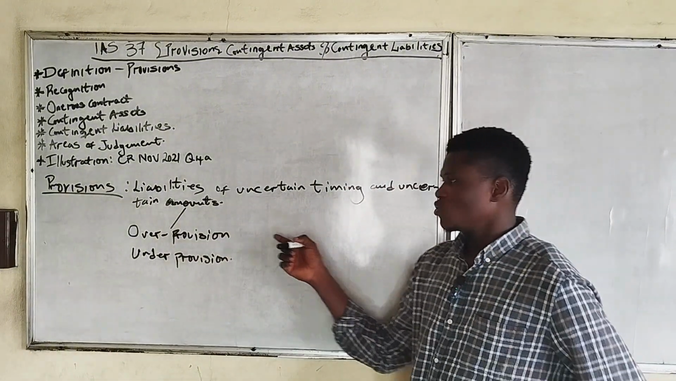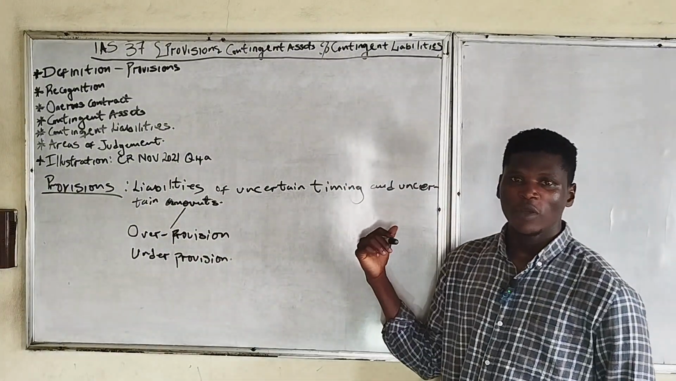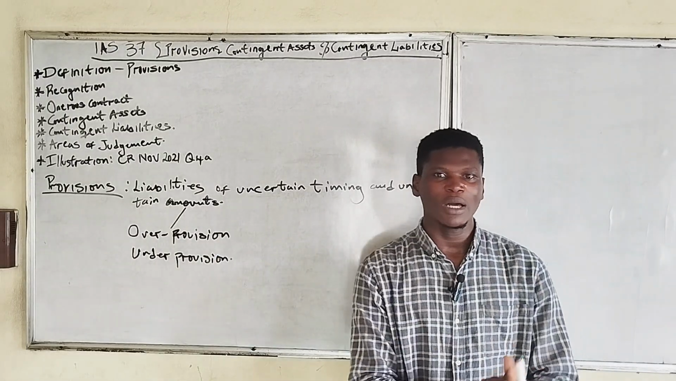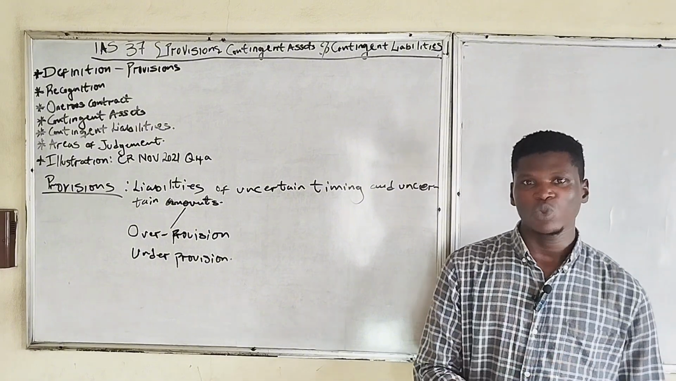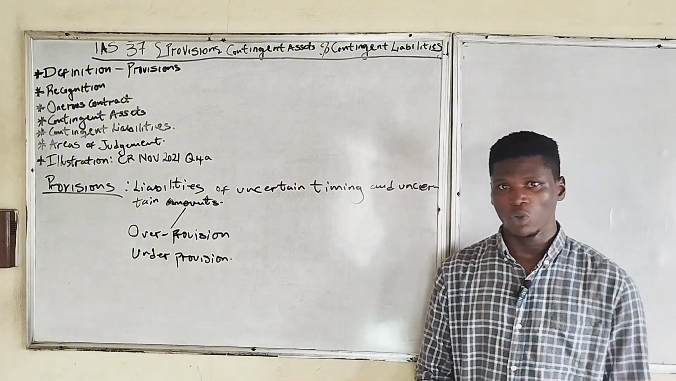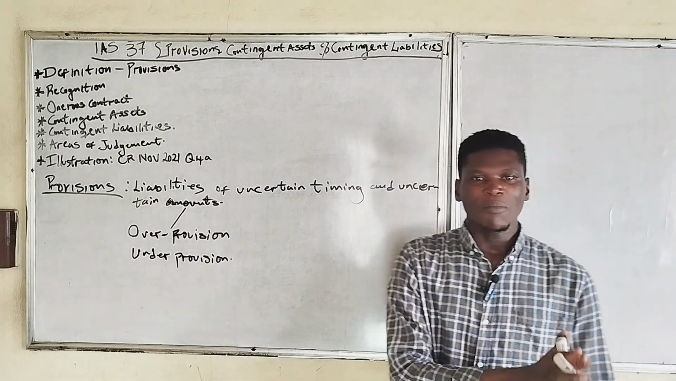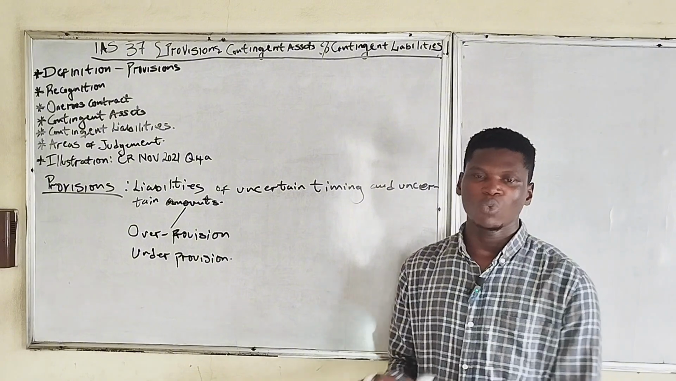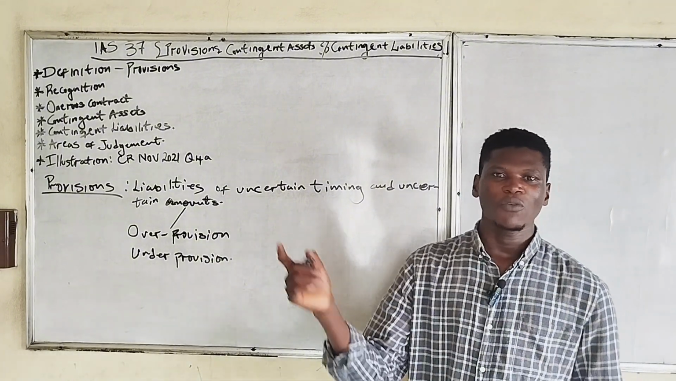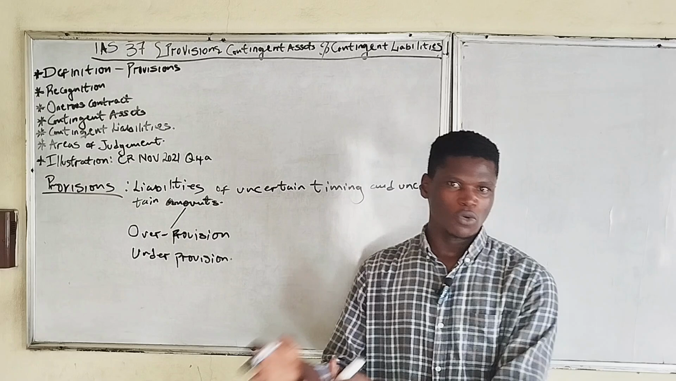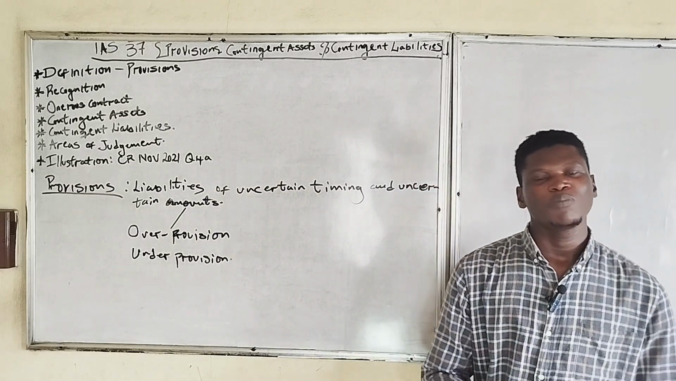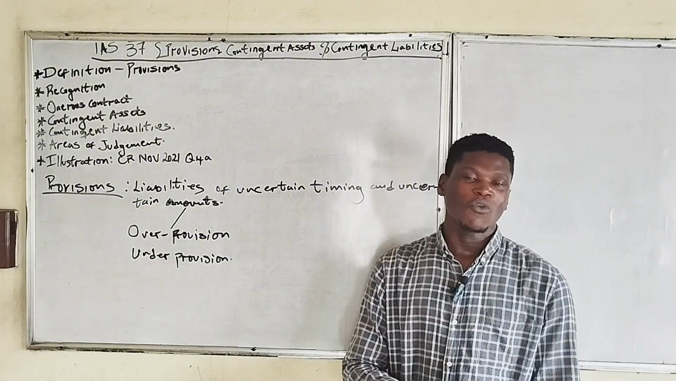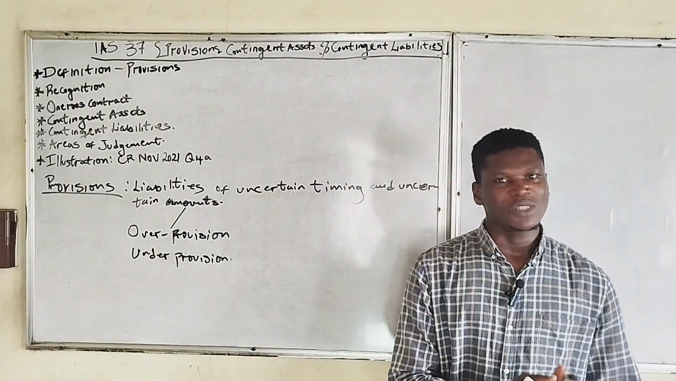Over provision, we talked about recently when we did IAS 12, which is income tax. Over provision means you have provided for a particular obligation or an event which is to occur at a particular time, which you don't know, obviously. So you provided for an amount, but at the date of settlement you paid lower than what you have provided for. So it means you have over provided. Over provision arises when you have overestimated an amount for an uncertain event.